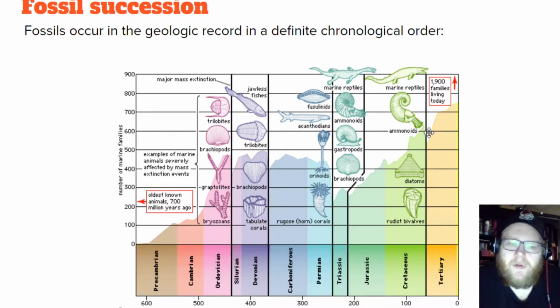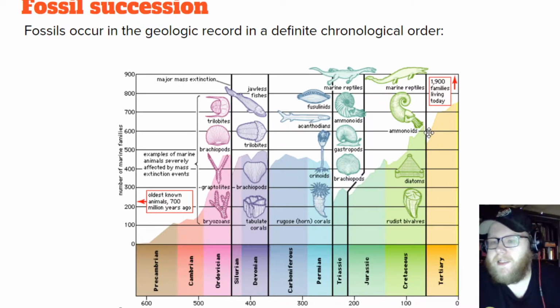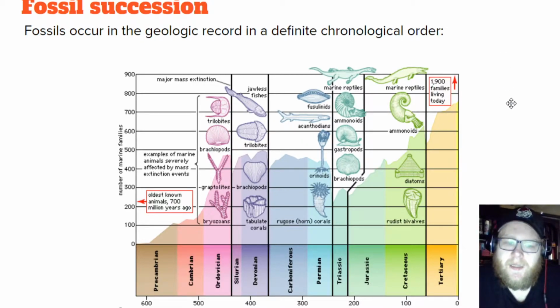Moving on, we have another important thing, which is fossil succession, and fossils occur in a geologic record in a definite chronological order. How this can be used in relative age dating is that if you find, say, a trilobite from a very old era, from the Ordovician, then we know that it is very old. And if we find a trilobite in a later era, then we would know that the layer with the first trilobite would have to be older than the layer with this trilobite.